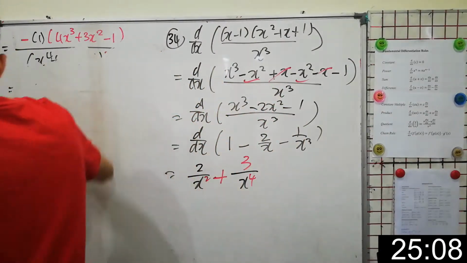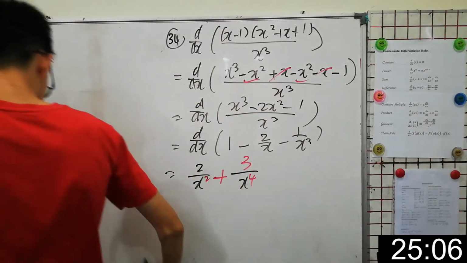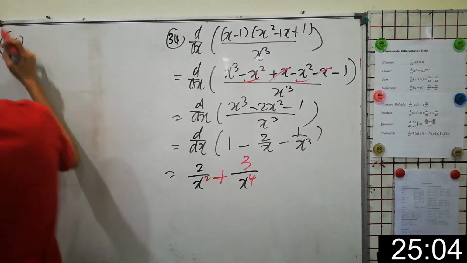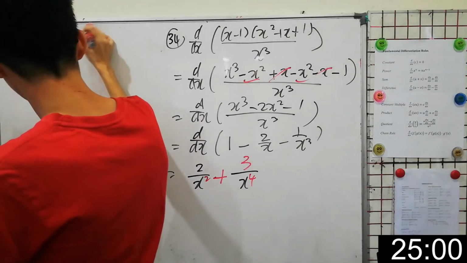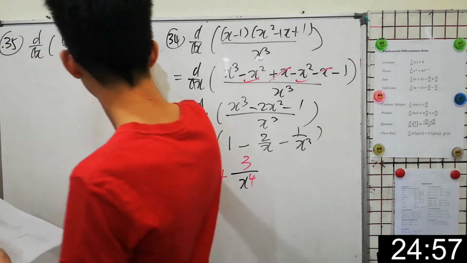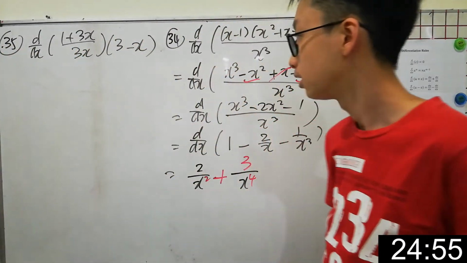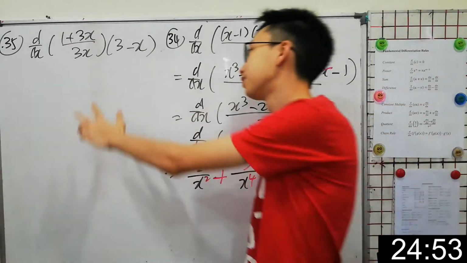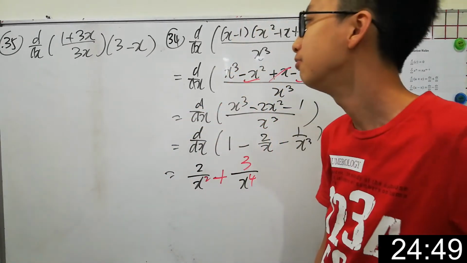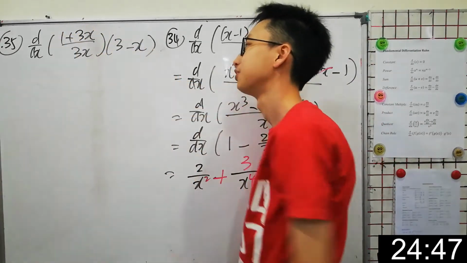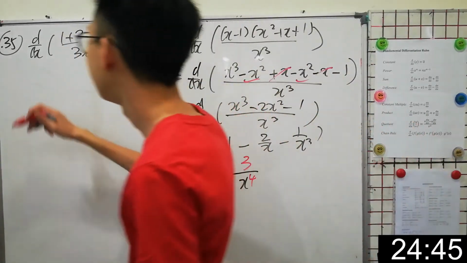35. d/dx of (1 plus 3x)(3 minus x) over 3x. We have a quotient here and a product here, but why don't we just expand the terms on top first? Just make our life easier.